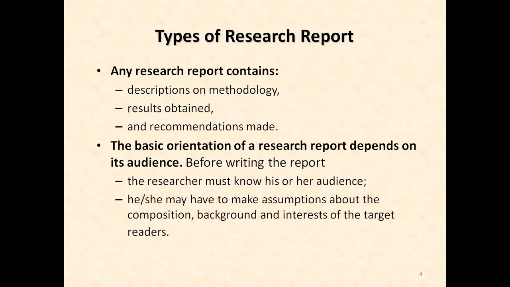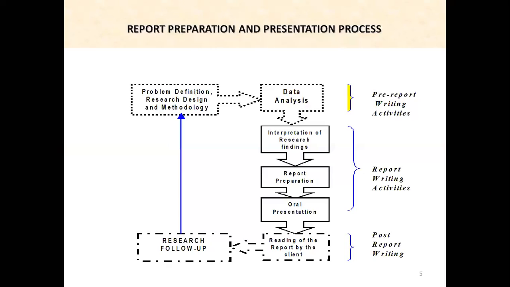A research report contains description or methodology, results obtained, and recommendations made. The basic orientation of a research report depends on its audience. Now what happens? The orientation of a research report, what you do, depends on the audience. Before writing the report, it is very important that the researcher must know his or her audience. It is very important for you to understand who is the audience you are working for. She may have to make assumptions about the composition, background, and interests of the target readers.